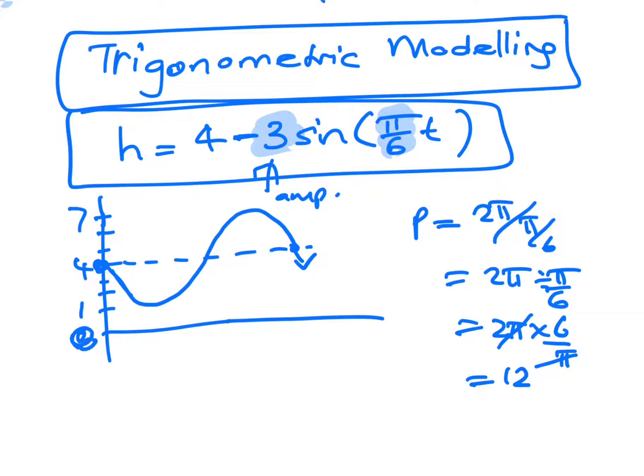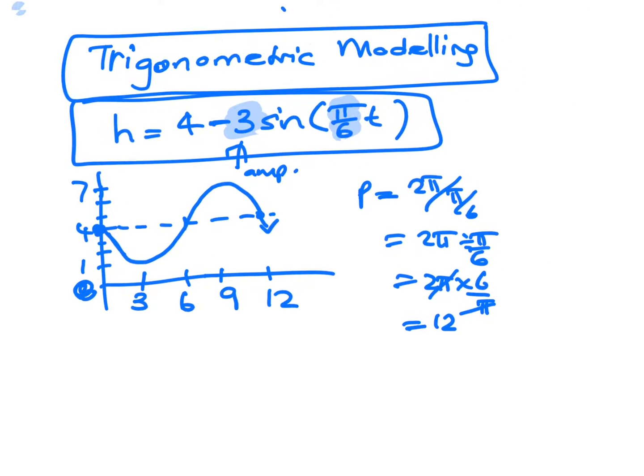So what you could then do is go, okay, that's 12. Halfway would be 6. This is the quickest, easiest way to do this. Halfway is 3 and halfway is 9. That's actually what your graph would look like.